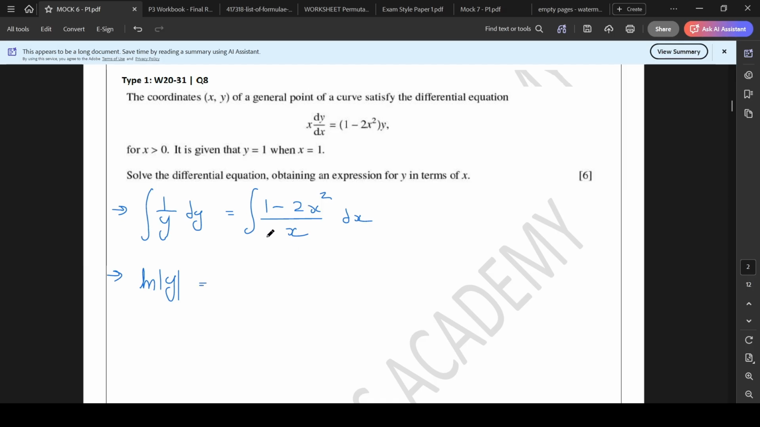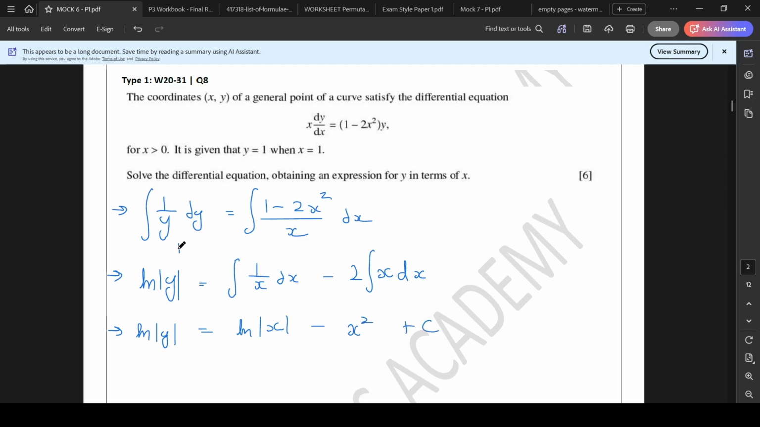Now, how about this term? How can we integrate this? If I simplify the fraction, it's going to look like the integral of 1 over x dx, and then minus 2 times the integral of x dx, since this x and this x get cancelled. All right. So I can go ahead and say that ln of modulus of y is equal to ln of modulus of x minus 2 times x squared over 2. So the 2 gets cancelled out and I'll be having x squared. And now I can have one integration constant.